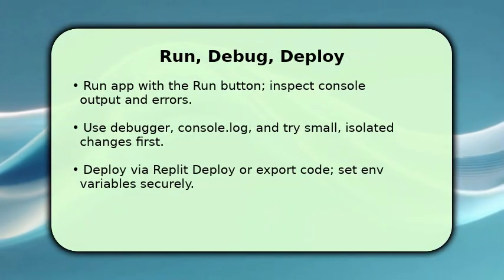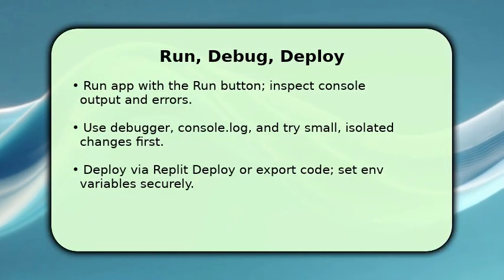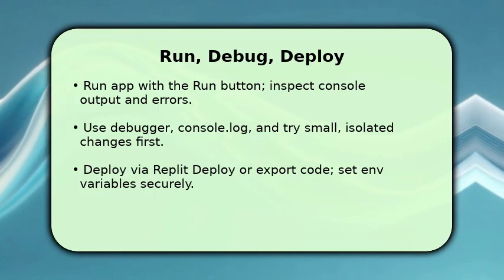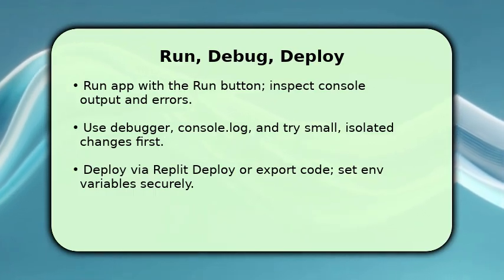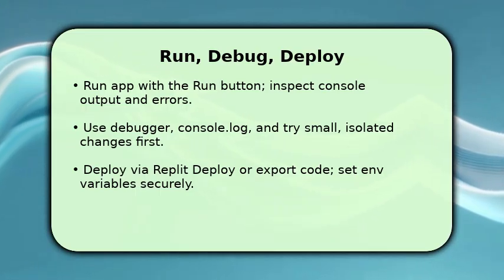Finally, run the app and read the console for errors. Start by fixing the first error reported and rerun. Use console.log strategically and the Repl.it debugger to step through problem spots. Make small, isolated changes to verify fixes rather than sweeping edits.